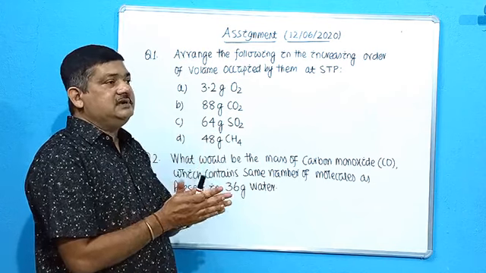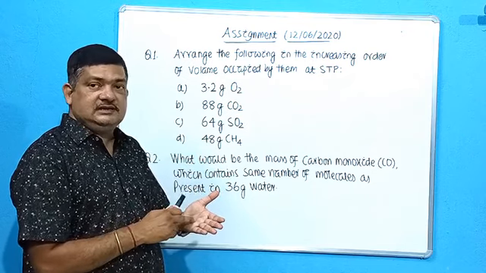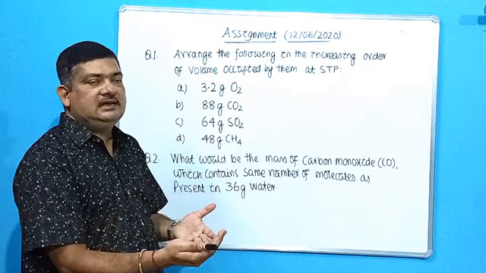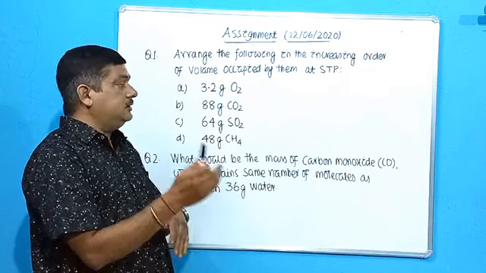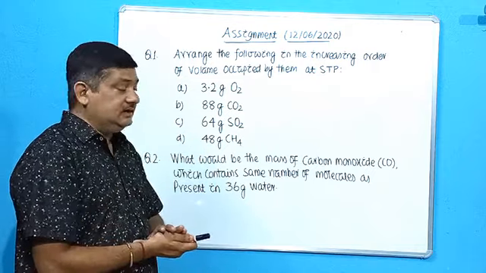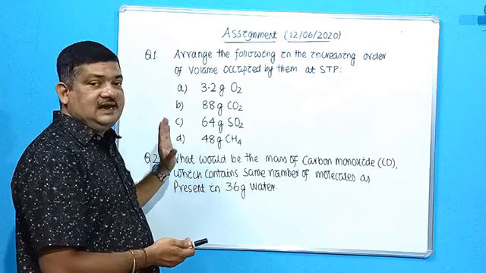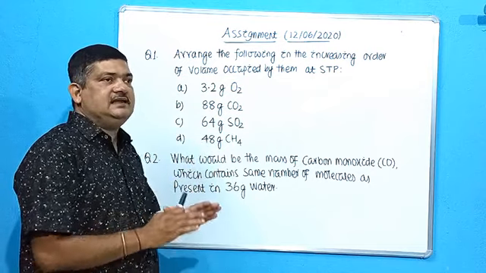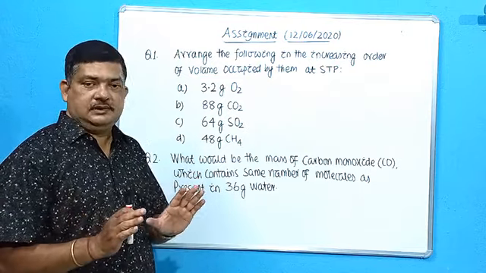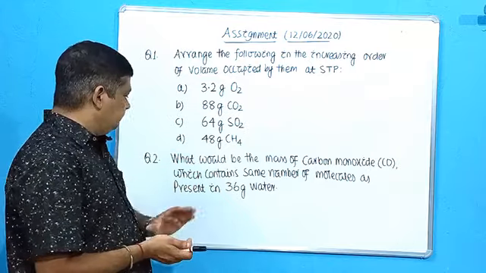Increasing order means we have to start from the lowest one first, then put a less than symbol, then the next one, again a less than symbol, then the next one, like this, going up to the highest one. So you can easily calculate the volume occupied by these gases at standard temperature and pressure and simply arrange them in increasing order. I think you can solve it. It is not a difficult problem at all.